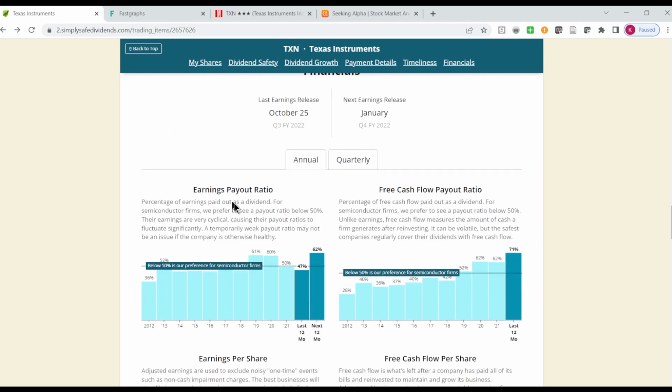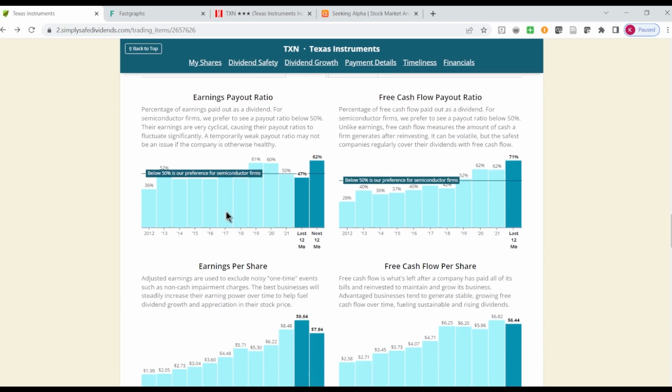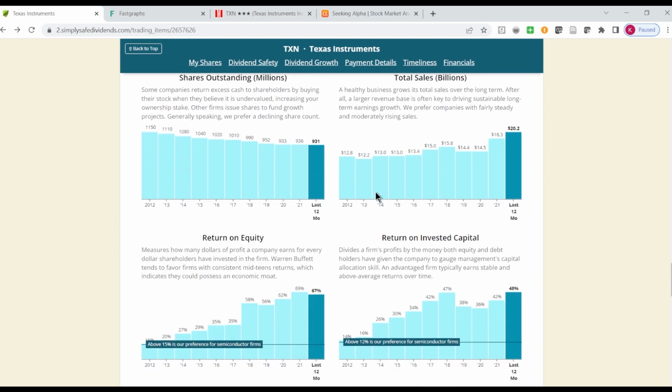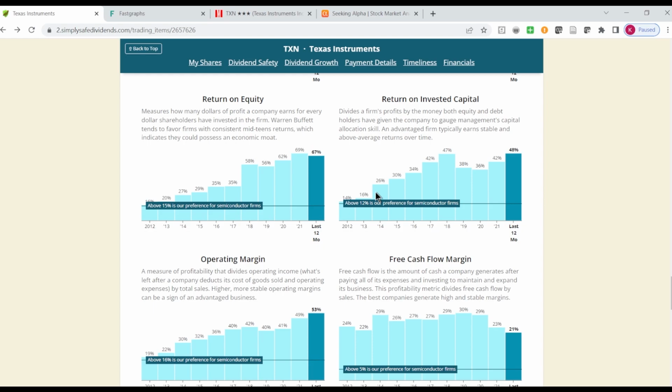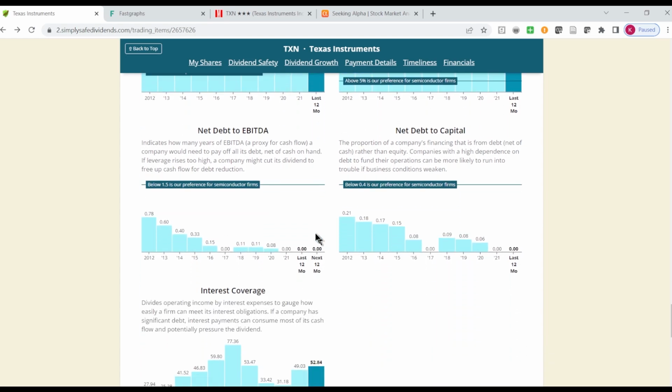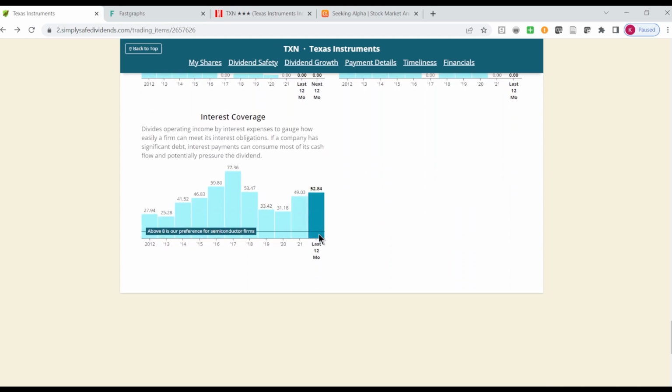Now, moving on, they have some significant financial metrics. You can see the earnings payout ratio, free cash flow payout ratio, earnings per share, free cash flow per share. There are just tons of good financial metrics in here. There's a return on invested capital, which is one of my favorites. So you can just see that there are a lot of good financial metrics in there.